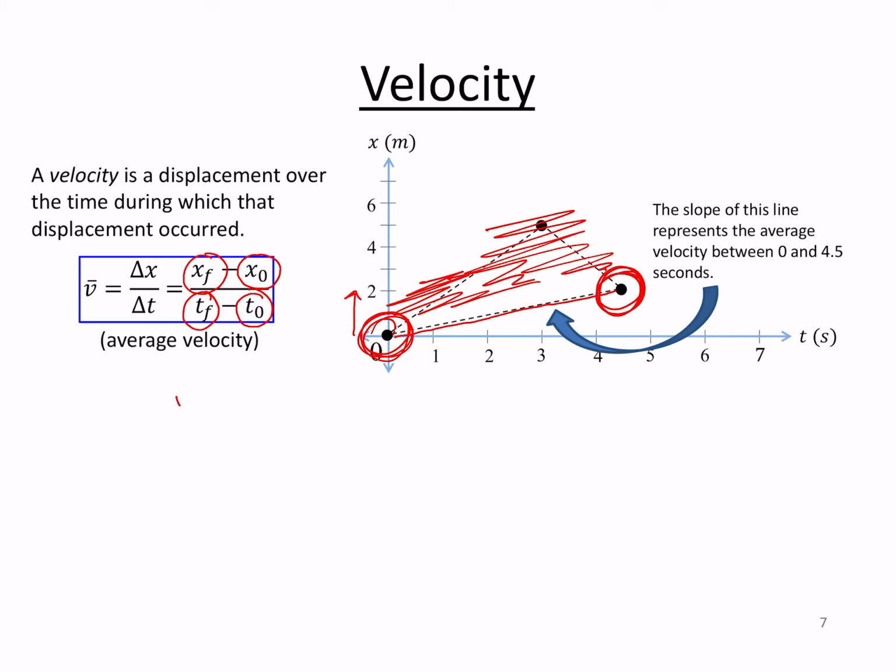So let's see, average velocity, 2 meters. So 2 meters minus 0, because it started at 0. And final time is about 4.5 seconds. And initial time was 0 seconds. And that gives us 2 over 4.5, which is 4 over 9. And so 4/9 meters per second, in terms of average velocity.